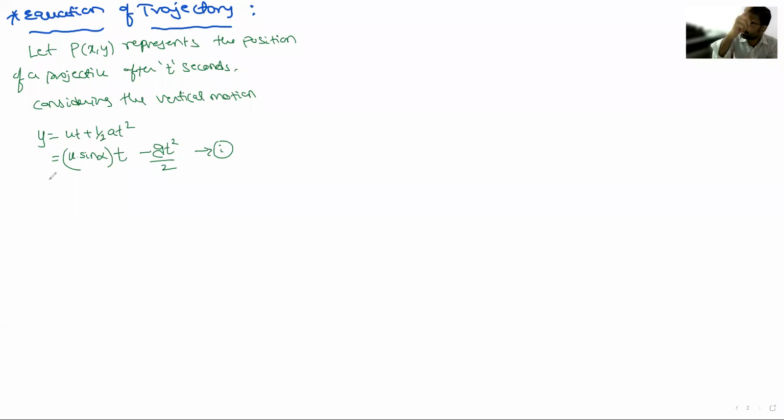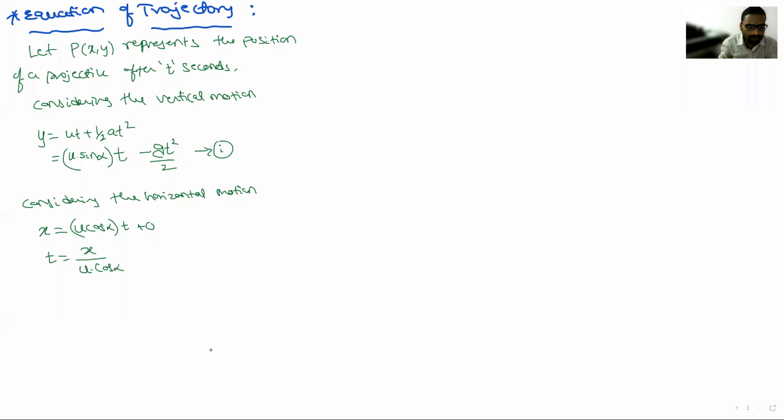Equation number 2: you see, how do you determine t by the horizontal velocity? Distance equals u into t. Considering the horizontal motion, horizontal distance is x, and the initial velocity is U cos alpha into t. What is g in the horizontal direction? Uniform velocity, meaning the next term is zero. From this equation can we determine t? Yes, t is equal to x upon U cos alpha. Did everyone understand?